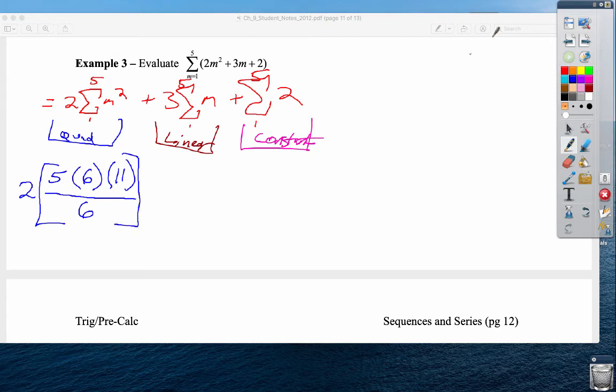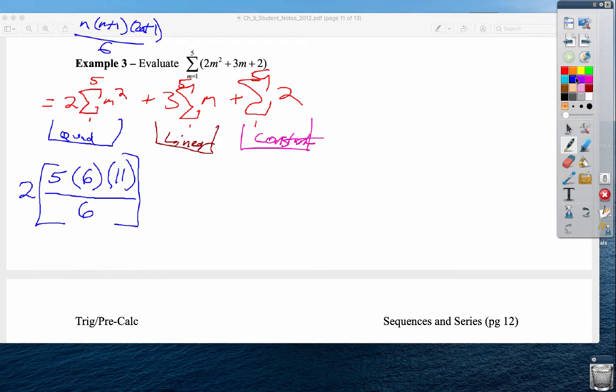So if you look at the formula that's right up there, that formula for quadratic was n plus 1, 2n plus 1 divided by 6. And my n was 5. So I take it from this number. Here's the m squared. That's what tells me which one I'm going to use. There's 5. 5 plus 1 is 6. 2 times 5 is 10 plus 1 is 11.